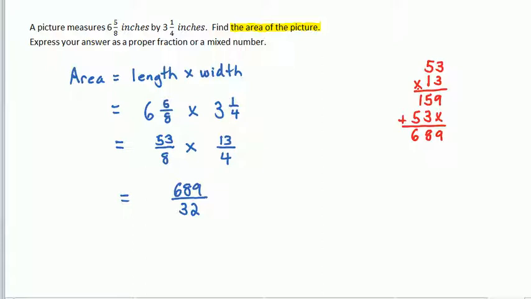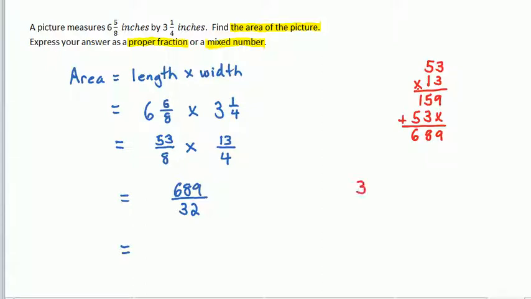And I say sort of because I look back and I see that my answer should either be a proper fraction or a mixed number. And I notice that 689 over 32 is improper. So the only way to express this in terms of the problem is as a mixed number. So let's come over to the side and figure out what this would be as a mixed number.